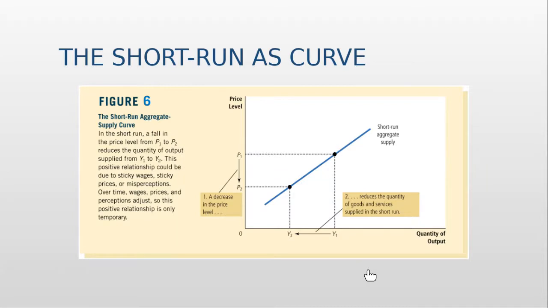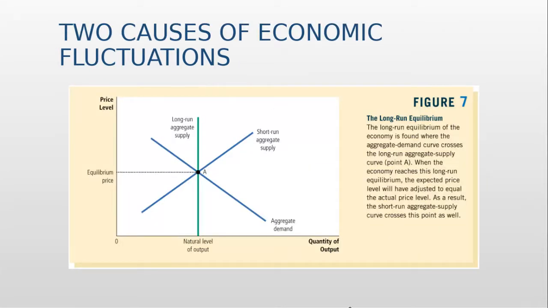Now, with that, let's get into a couple of examples of economic fluctuations. But before we get to those economic fluctuations, let's just combine everything we have now. So we have the short-run aggregate supply curve, which is this upward sloping curve due to the three theories we talked about: sticky prices, misperceptions, sticky wages. And similarly, we had aggregate demand, which shows us that it's downward sloping, again due to similar things. Now, the long-run aggregate supply curve is vertical, and where they all intersect shows us the equilibrium price at the natural level of output.